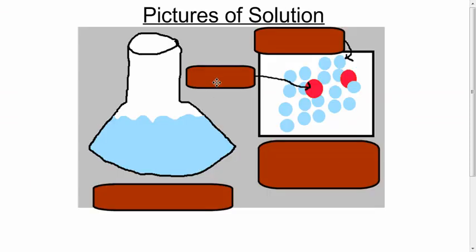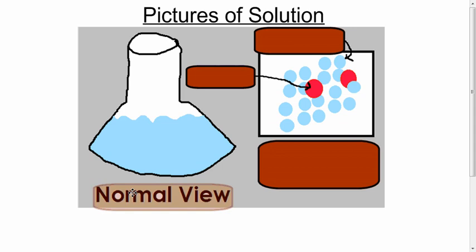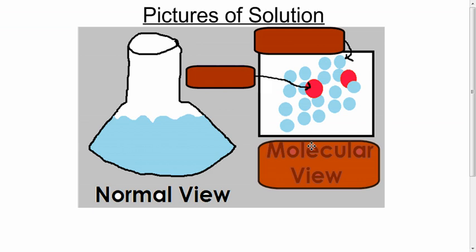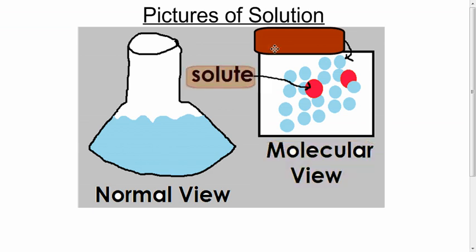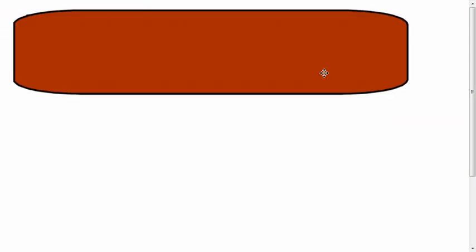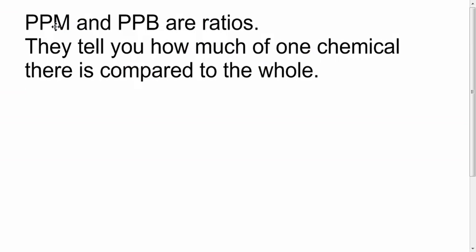Now, pictures of a solution. This is the view that you and I can see, like at eye level. But if you looked at a molecular level, you'd have these two things, a solute and a solvent. And the reason ppm and ppb are related to these things is they allow you to express a ratio, how much of one chemical there is compared to the whole.